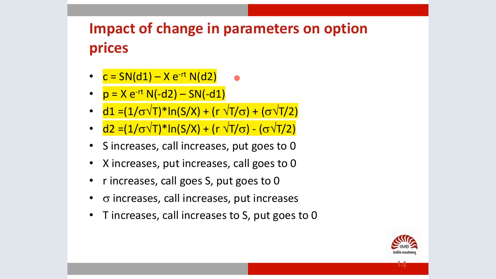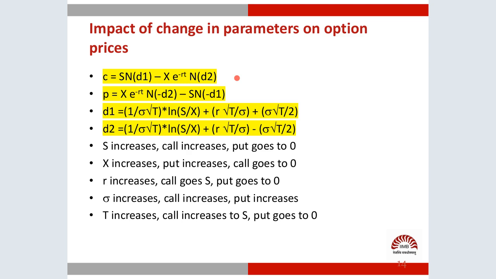D1 increases to plus infinity because R is plus infinity. So N of D1 is 1. So it becomes S, and N of D1 is 1. D2 also increases, and therefore D2 goes to plus infinity. So N of D2 also goes to 1.